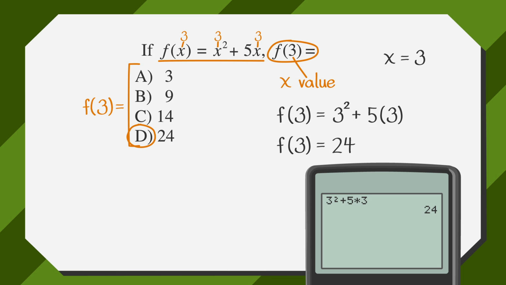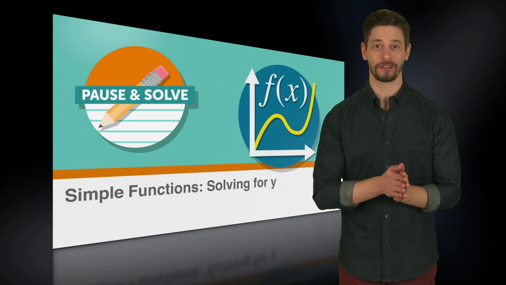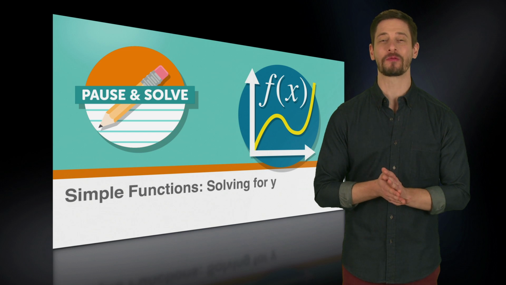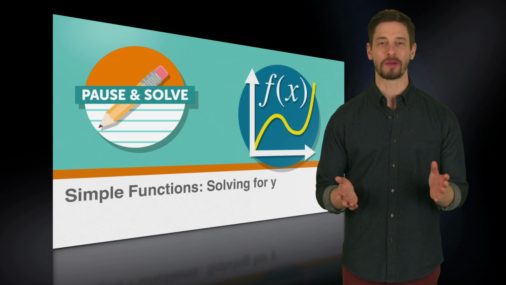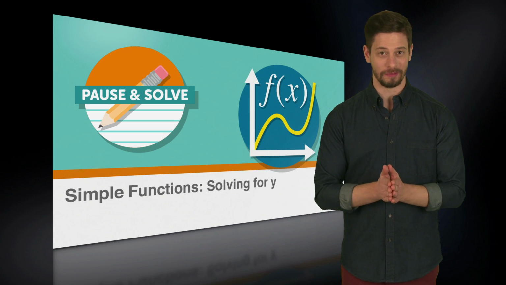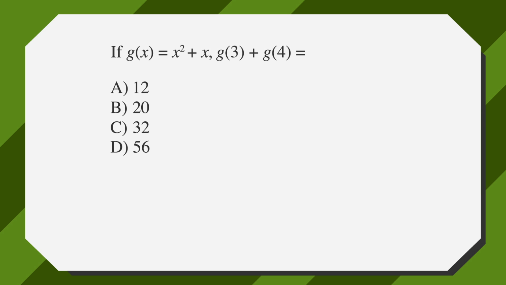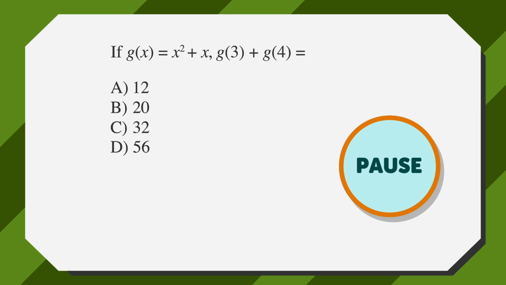Circle it. Let's take a look at one more function problem. This time, it'll be a pause and solve, so you can work the problem out on your own before we go through it together. Grab some paper and a pencil, and when I say pause, you'll pause the video and solve the problem. Come back when you're done. Here's the question. If g of x equals x squared plus x, g of 3 plus g of 4 equals: a, 12; b, 20; c, 32; or d, 56. Ready, set, pause.